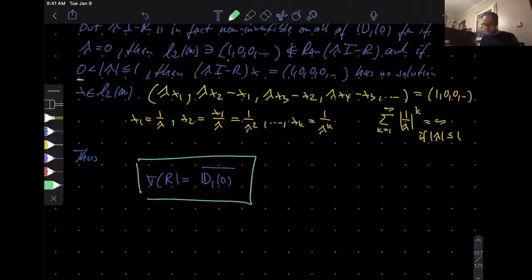So now we have to see how that closed unit disk is partitioned into continuous and residual spectrum. And since the union is going to be disjoint, it's sufficient to compute one part.